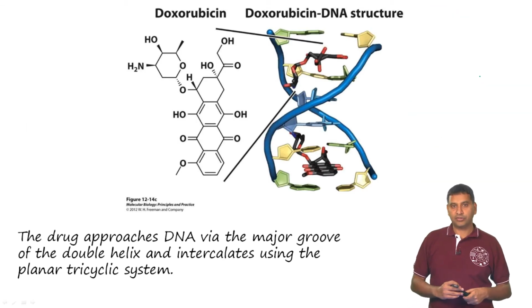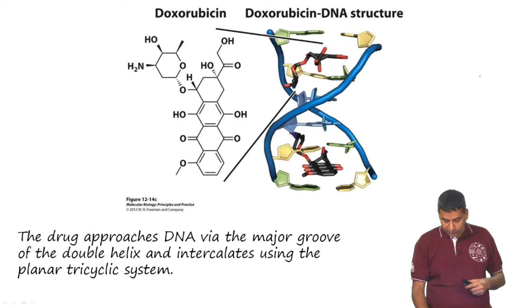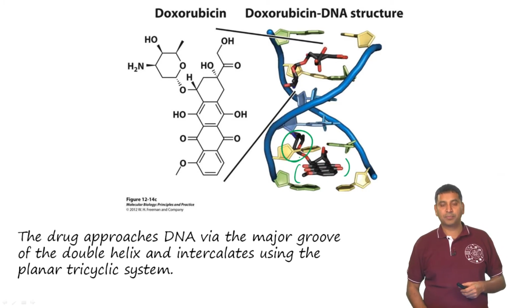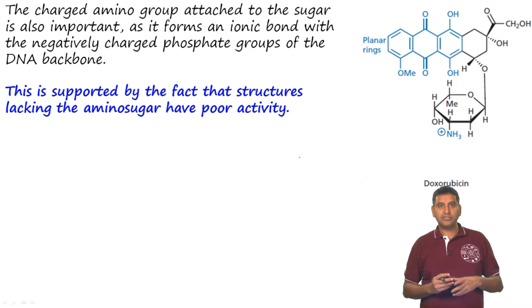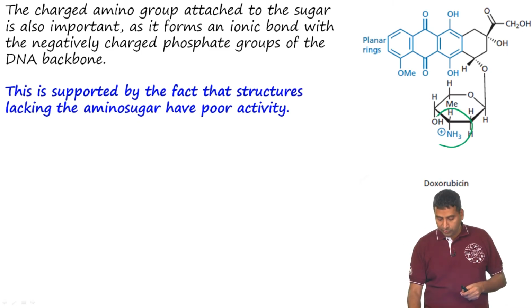Here is a structure of doxorubicin approaching the DNA, and you can see the structure of doxorubicin here. You can see the planar rings over here, and this is the sugar over here. It intercalates using the planar tricyclic system. The charged amino group attached to the sugar is also important as it forms an ionic bond with the negatively charged phosphate groups, such as shown here.